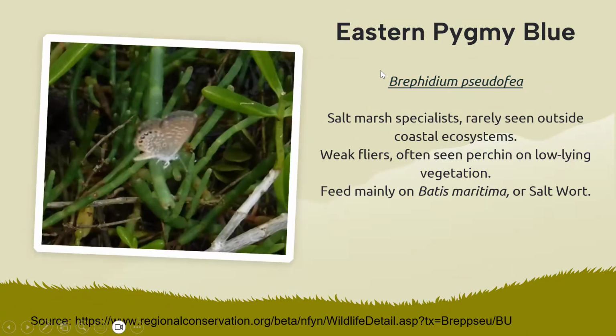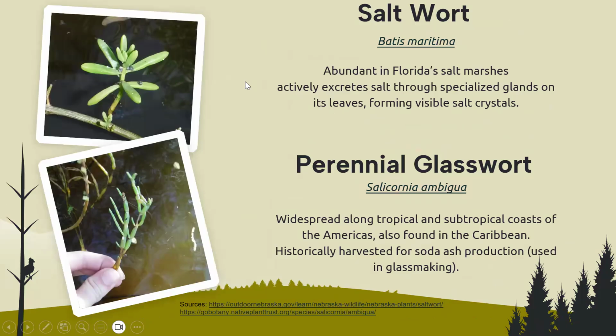The eastern pygmy blue is a salt marsh specialist butterfly. It's rarely seen outside of coastal ecosystems, and they are surprisingly weak flyers. They're often seen perching on low-lying vegetation because they can't get that high up, and they feed mainly on saltwort, which is this next plant species here.